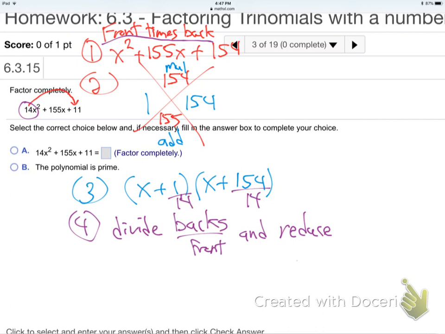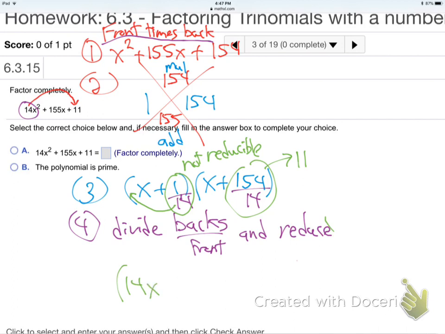Now I'm wondering, how does this one reduce? Is 154 divisible by 14? Yeah, this is 11. And now this guy is not reducible. So the 14 just goes right there. So it becomes 14x plus 1. This one is x plus 11, right? Because that became 11. And we're done. That's how you factor it.